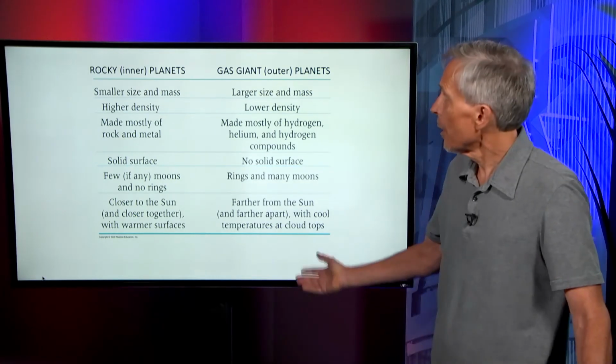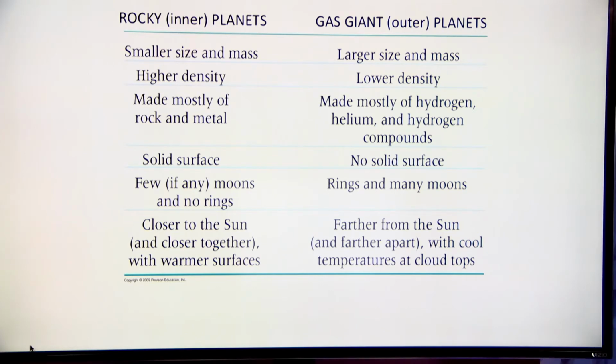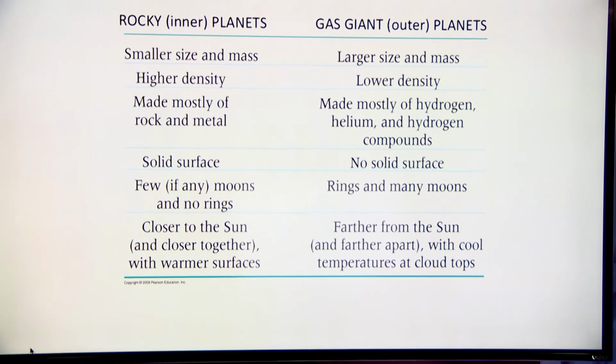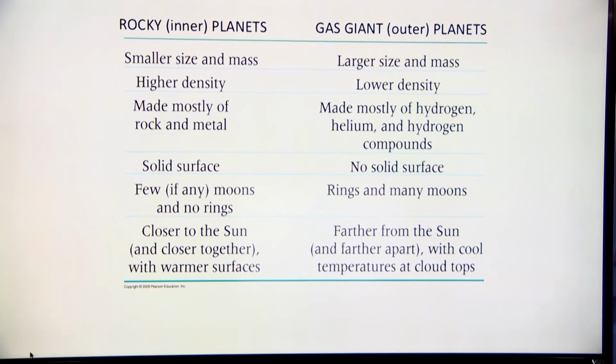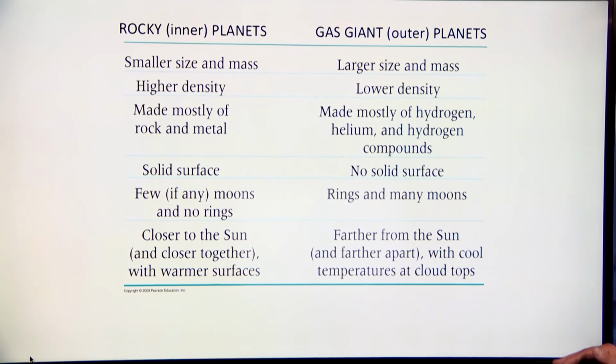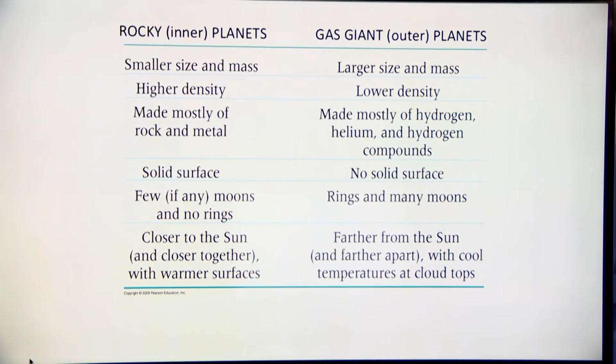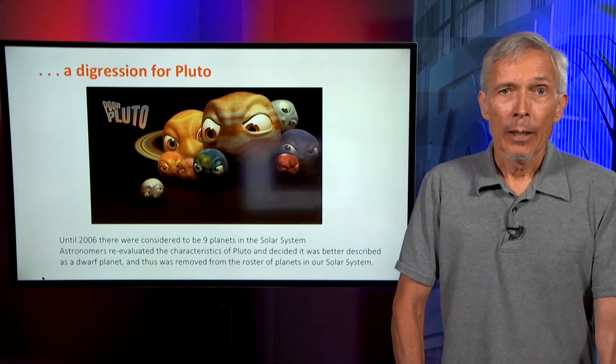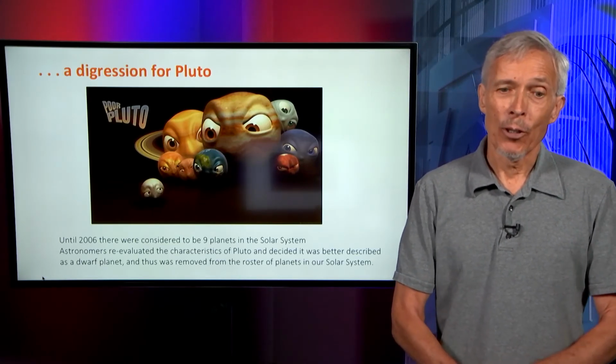In this summary, we see the difference between the rocky or inner planets and the gas giant or outer planets. The inner planets are large objects made of rock and metal with a solid surface, few or no moons, and no rings. But in the outer solar system, the planets are mostly hydrogen and helium, with no solid surface visible, although one appears to be interior and measured indirectly, and they have rings and moons around all of these gas giant planets. And where do we fit in Pluto to this picture?